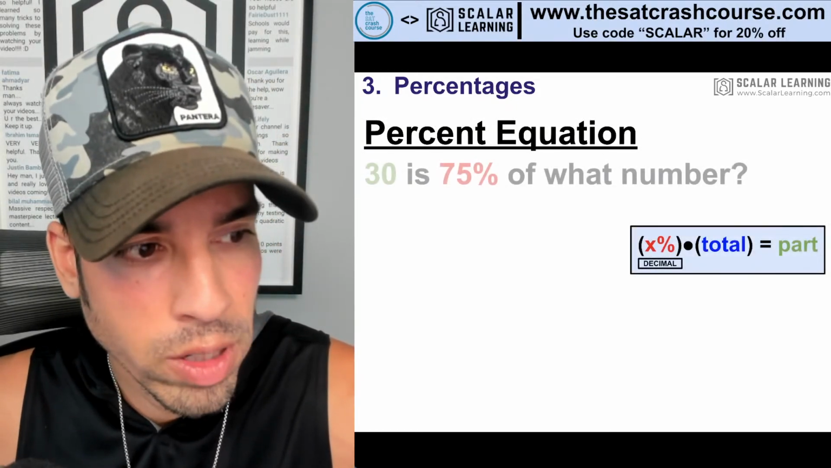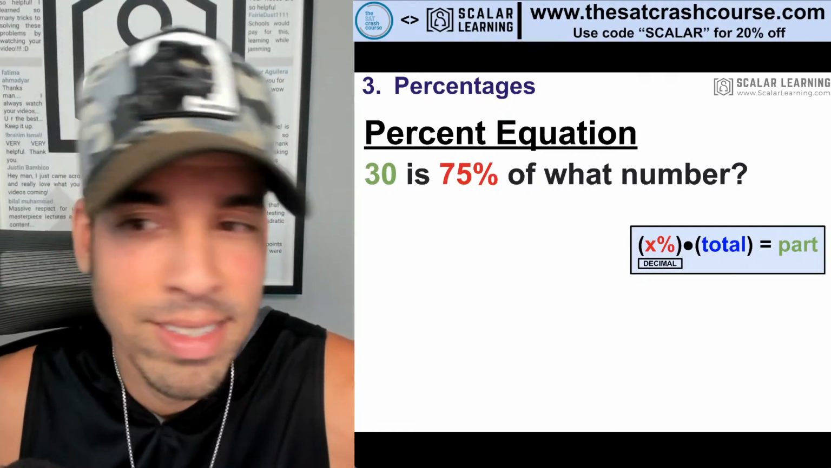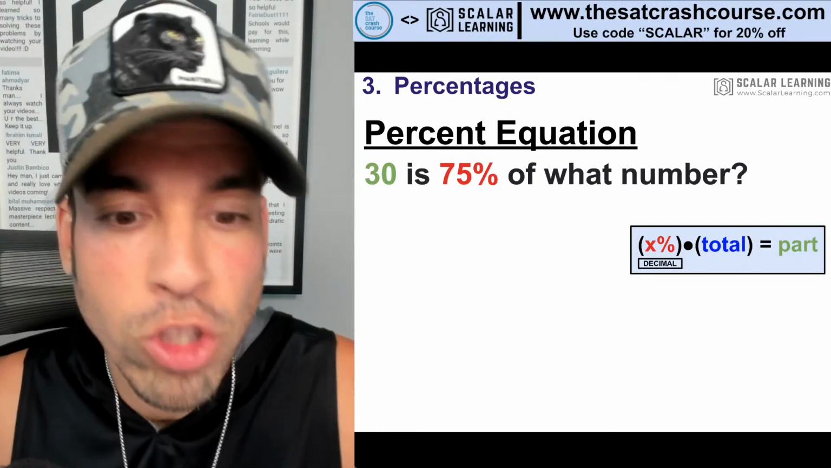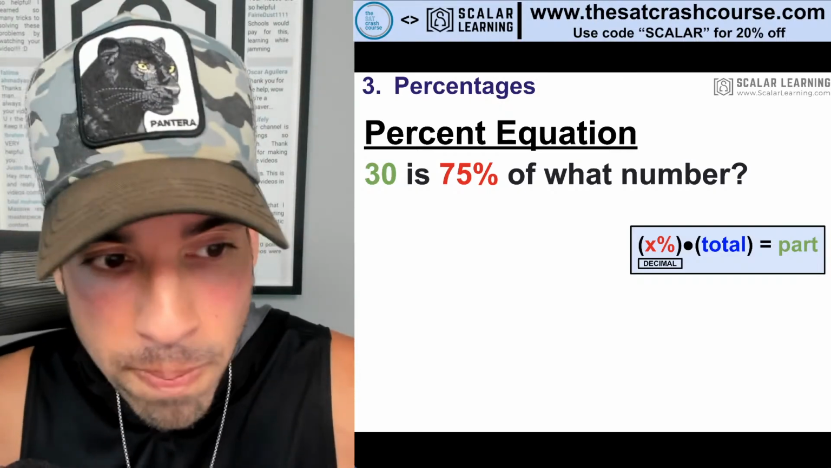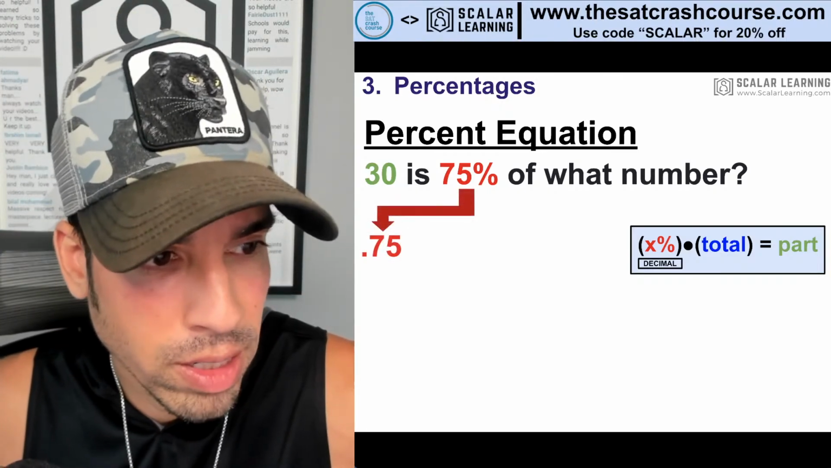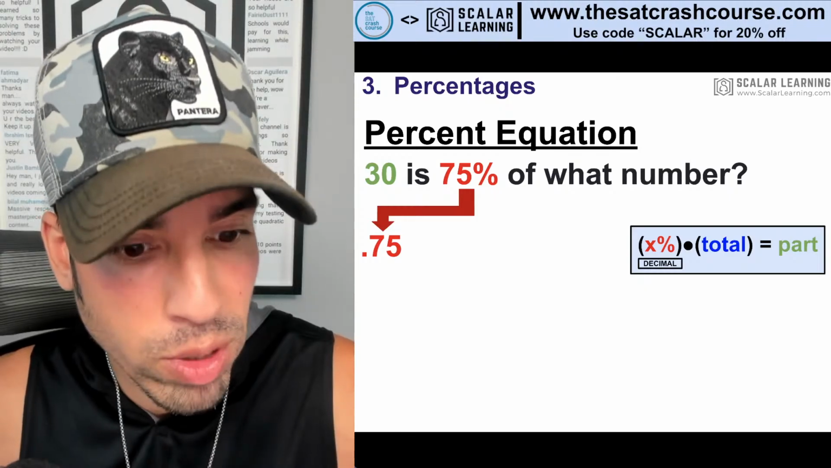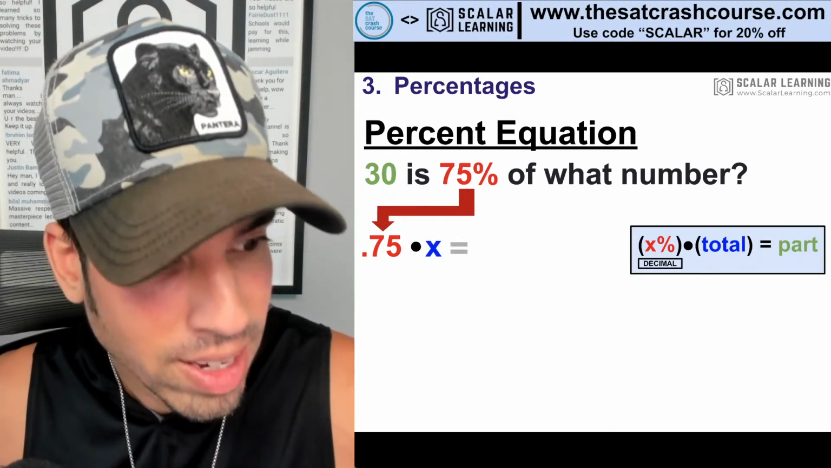We're going to go for one more example, another way that they can phrase it. 30 is 75% of what number? Now we're trying to find the total, the whole, okay? So again, we plug it in: 75%, but in decimal format, 0.75, of what number is, right?